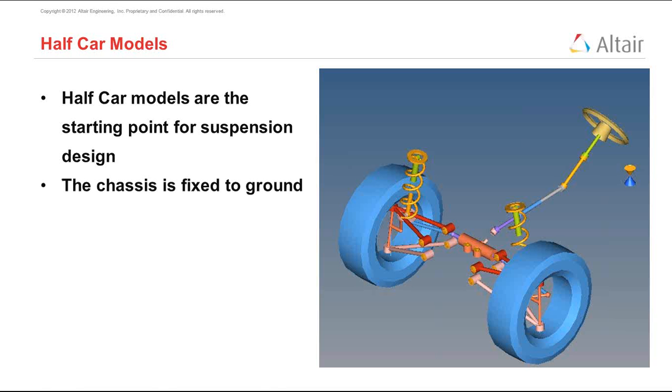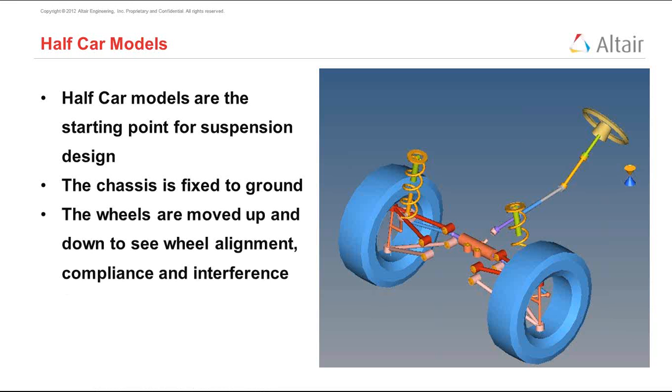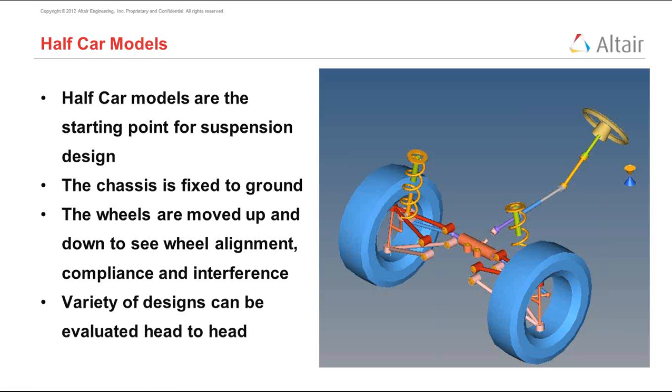and we move the tires up and down so that we can see the compliance interference between the different components as they are moved up and down, and also analyze what kind of forces and kinematics are involved. You will see an example soon. Finally, over here, a variety of designs can be evaluated head-to-head. That means that you can try different half-car suspension types and make decisions on which is the best suspension type based on data you can derive from the simulation.